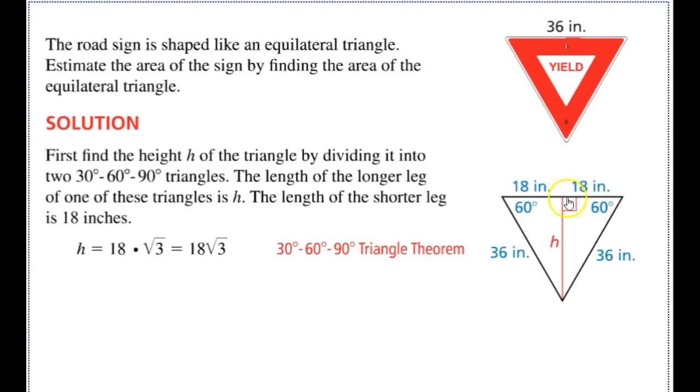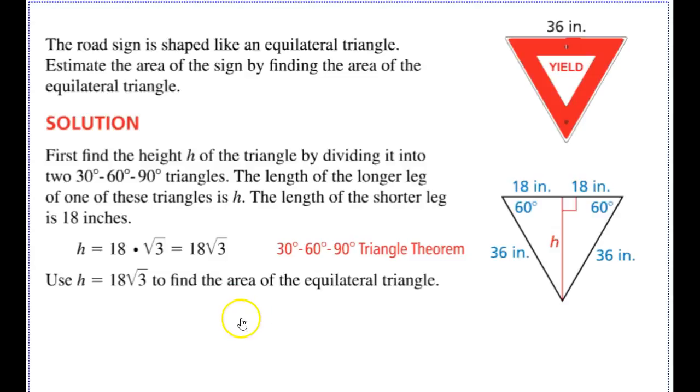Now that I have the base of the triangle and the height of the triangle, I can go ahead and find the area. To find the area of a triangle, I have 1/2 times base times height. So I go ahead and plug in what I know. My base was 36, my height was 18 times the square root of 3.